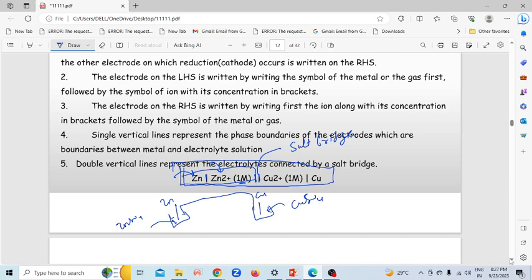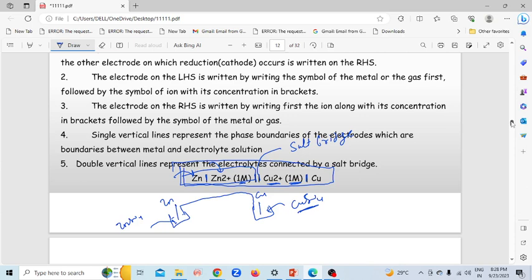So in the second half cell, what is happening? Copper plus 2 is converting to copper. So we write copper plus 2 first. Here we write zinc first, because zinc is converting to Zn plus 2. It is an oxidation reaction. But here it is a reduction reaction and it is the cathode. So Cu plus 2, which represents copper sulfate, a 1M solution, is converting to copper. They are in direct contact, so it is again represented by a vertical line. Like that you can represent any electrochemical cell, and it also helps to read any electrochemical cell.